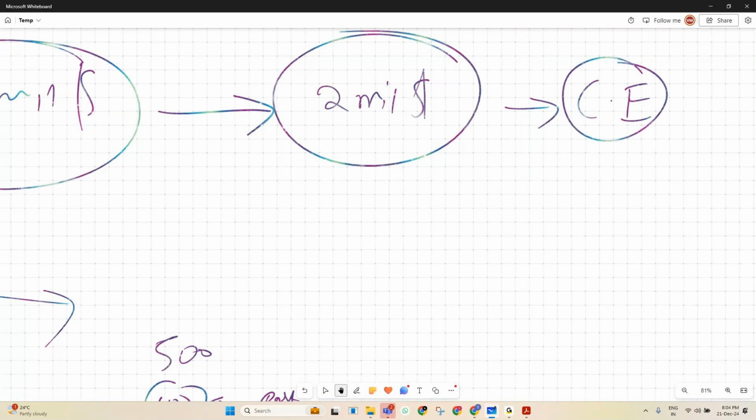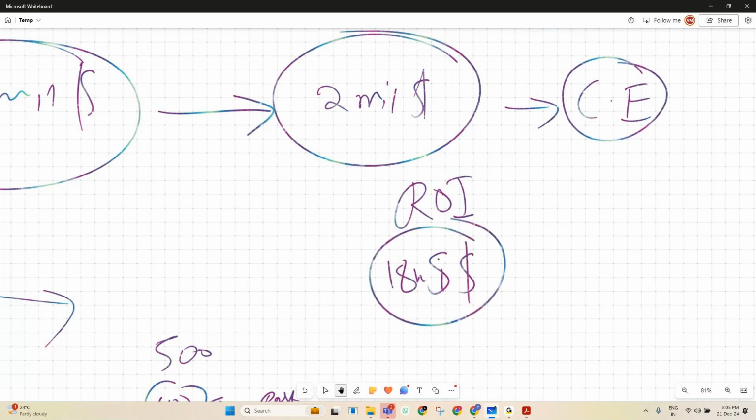Now think about the ROI. If they had a chaos engineering team, from $20 million they would have saved $18 million, almost 80% of their loss due to downtime and other outages. Not only downtime, many other problems come, and all those can be included in this.